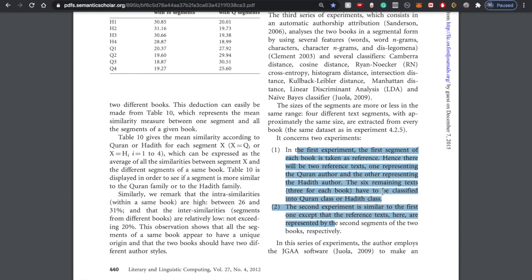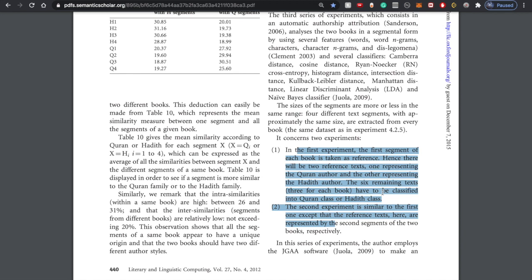Then in the first experiment, they would use the first segment of the Quran and the first segment of the Hadith as a reference. Then they would look at the other 3 Quranic segments and the other 3 Hadith segments and try to see which group they belong to, the Quranic group, which was the Q1 reference, or the Hadith group, which was the H1 reference.